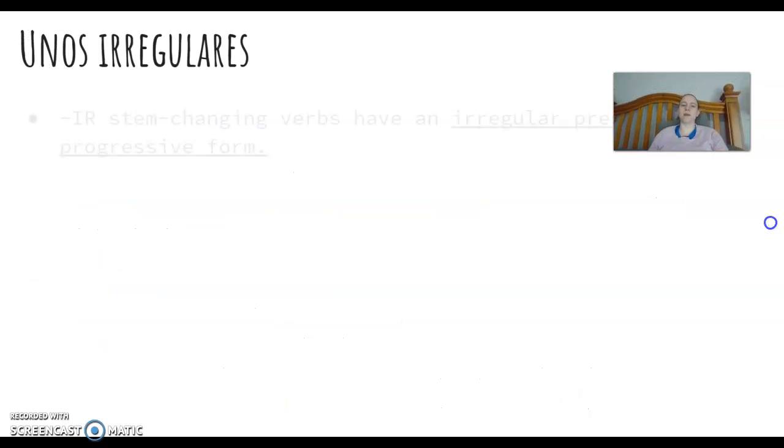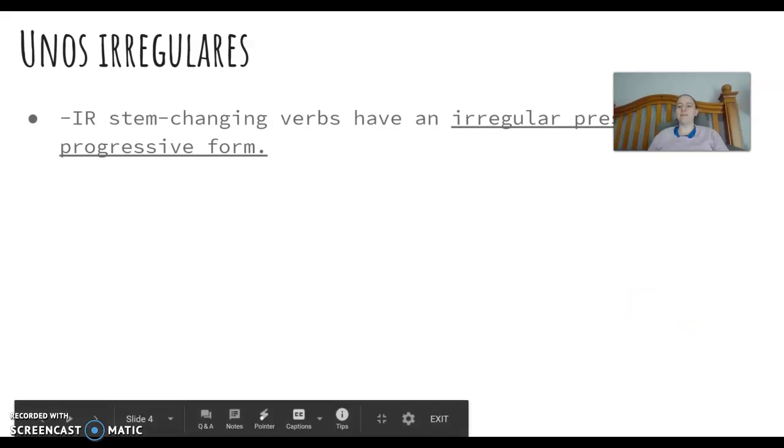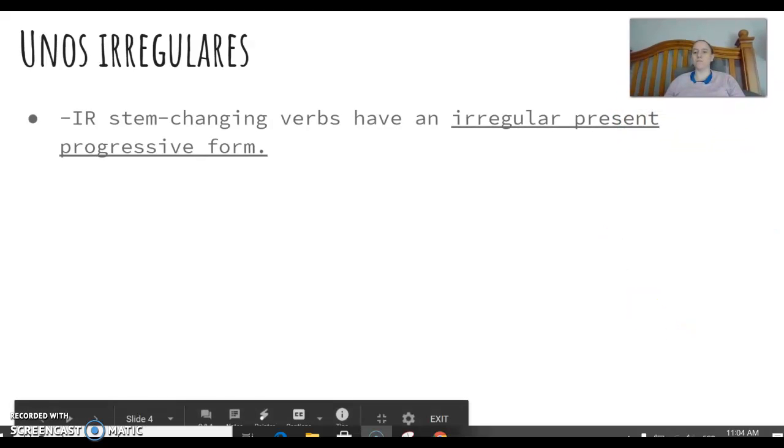Okay, so now let's talk about some irregulars. It's those present tense IR stem changing verbs.